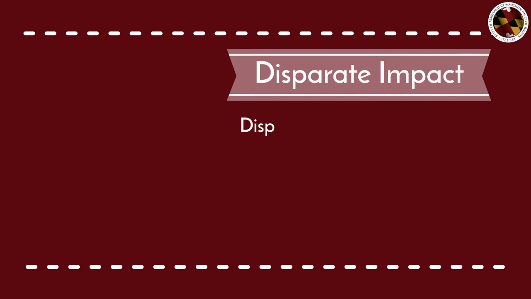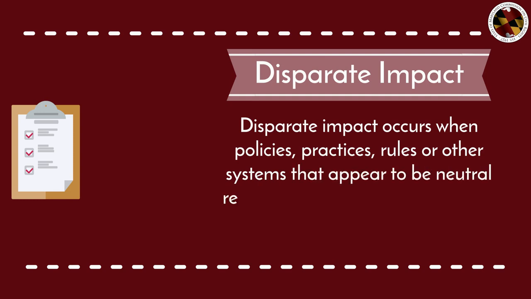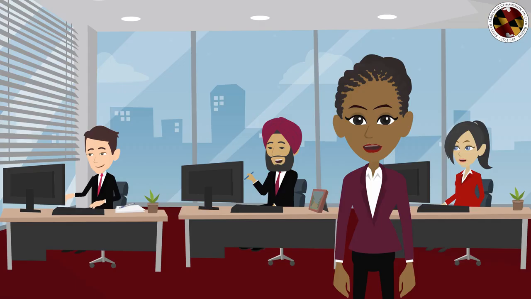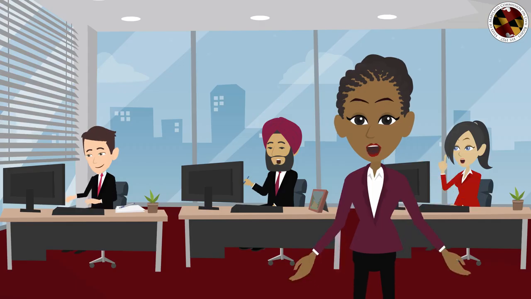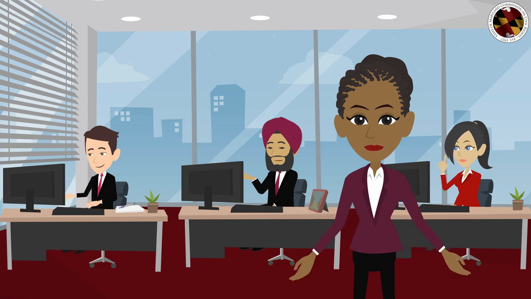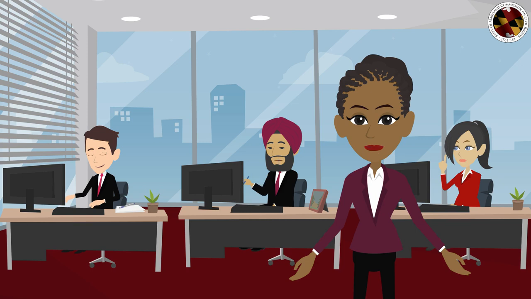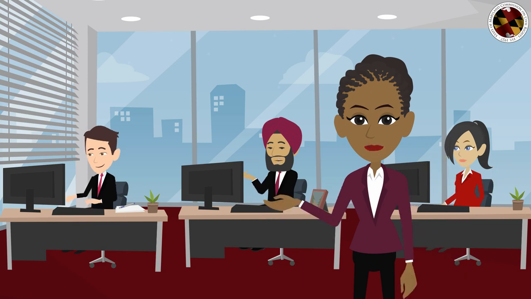Disparate impact. Disparate impact occurs when policies, practices, rules, or other systems that appear to be neutral result in a disproportionate impact on a protected group. For example, a grooming policy that indicates that customer service associates may not wear beards could unintentionally discriminate against employees whose religious beliefs do not permit the shaving of facial hair.